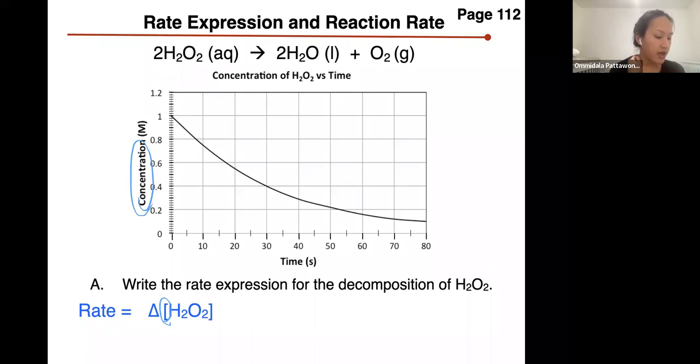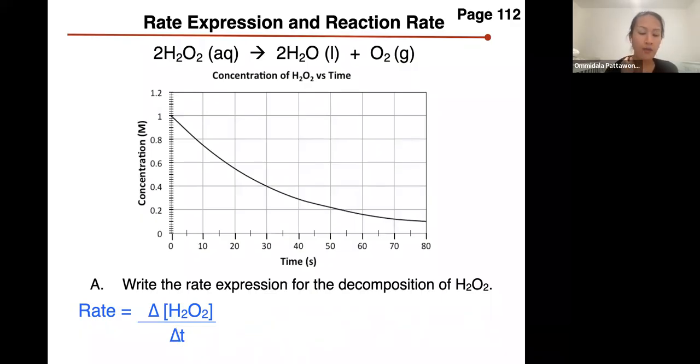Okay, so this bracket right here is the symbol for concentration. And because we talk about the speed or the rate, that means it's going to have to be over the change of time, right? So in this case, we are going to do delta t. Lowercase t is going to be time. Uppercase T is temperature. So just use lowercase t.